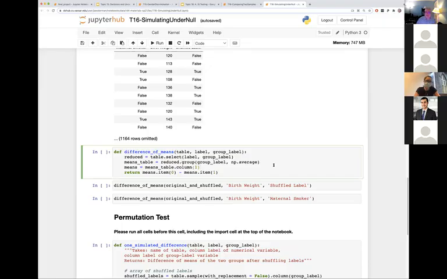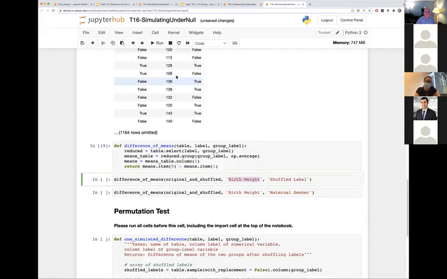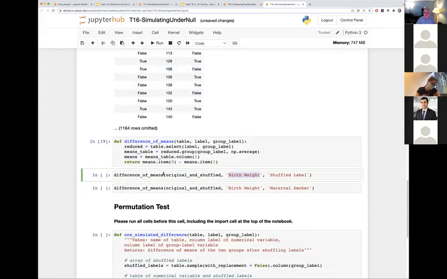And again, here is our difference of means. This is the exact same function that we looked at in the previous demo, so we're just going to define that again. And now we can actually compare. Because we've computed this table here, this is the one with shuffled labels, now we're just going to use this difference of means to compute our statistic.